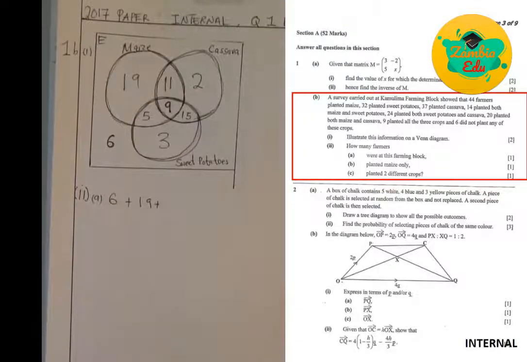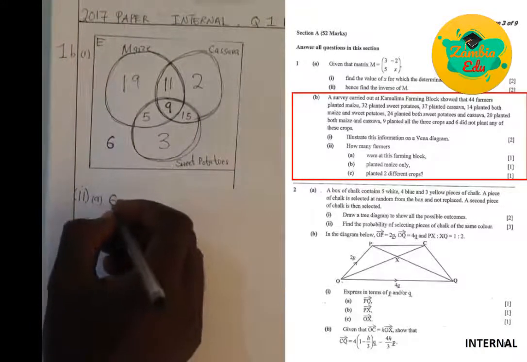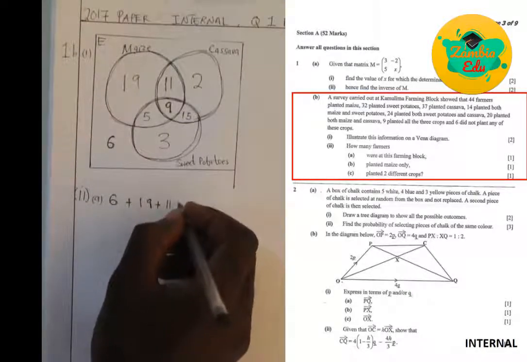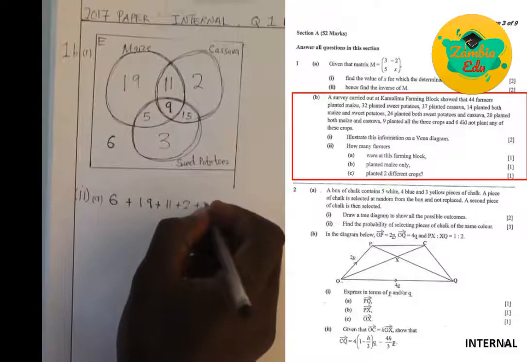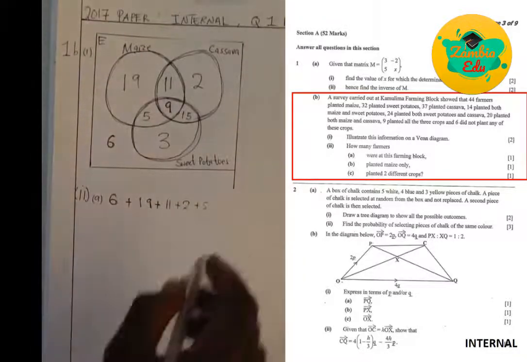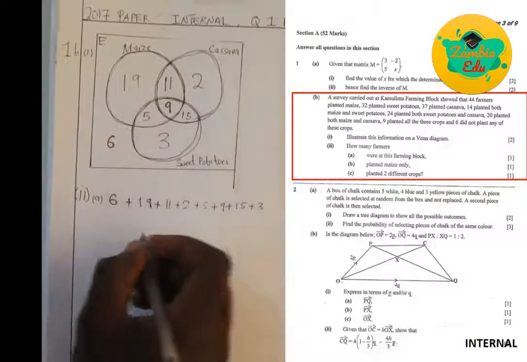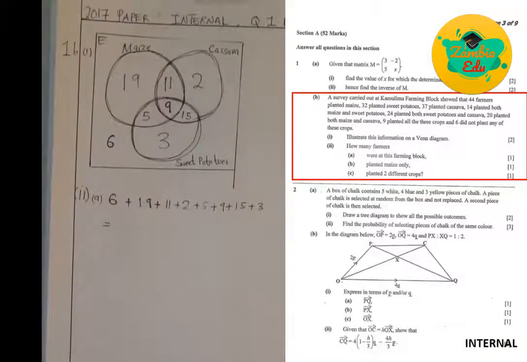Okay, so now we'll go to our part 2B of the question. Part 2B says how many farmers were at this farm block. So we're going to add all the values that are in our Venn diagram. So we have 6 plus 19 plus 11 plus 2 plus 5 plus 9 plus 15 plus 3. So we add that, and the total that we get must be the answer that we are looking for.